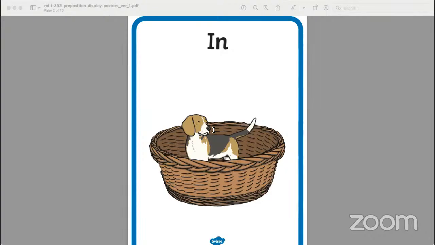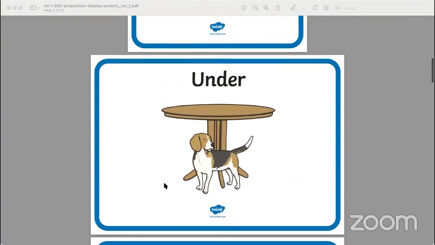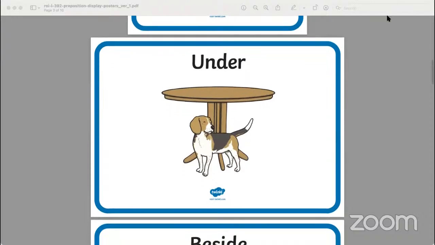Let's have a look at the next one. Okay, can you all have a go with this one? No table. Guys, please click on the raise your hand icon if you would like to share your answer. The dog standing under the table. Okay, good.